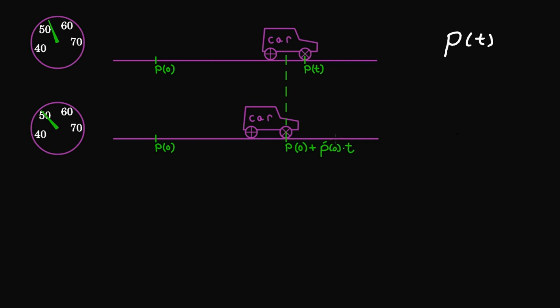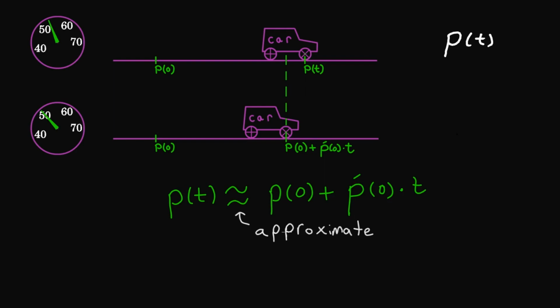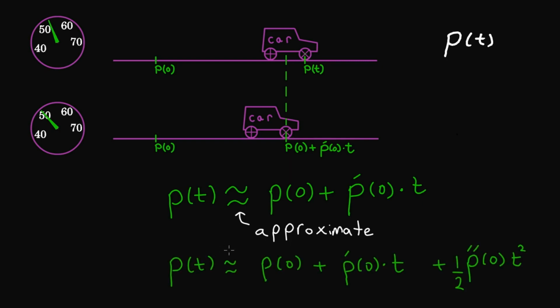Instead of writing equals, let's write the following. You should read this as P of t can be approximated by P of 0 plus P prime of 0 times t. And this squiggly mark means approximate. The reason they're no longer equal is because the top car underwent acceleration. If you wanted to make a better approximation for P of t, you could include a term to account for this acceleration, and you would end up with the following. P of t is approximately P of 0 plus P prime of 0 times t plus 1/2 P double prime of 0 times t squared.